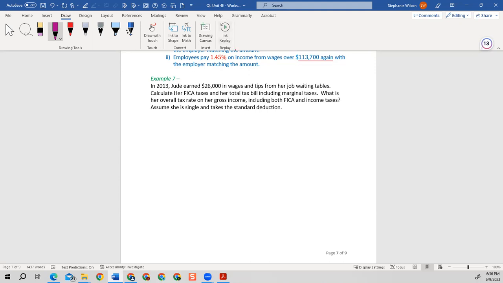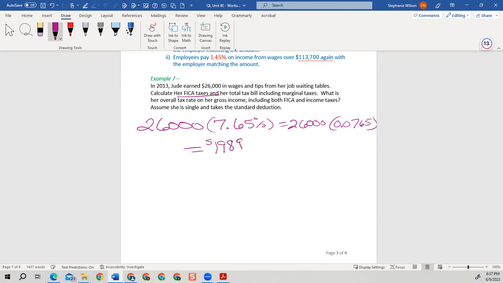All right. So 2013. Say she's got the $26,000 income, right? And we're going to figure out what is the FICA. We're going to multiply this by 7.65%, which we can convert to decimal. That gives me a total of $1,989 that's going to have to go towards the FICA. Now we must find her income tax.